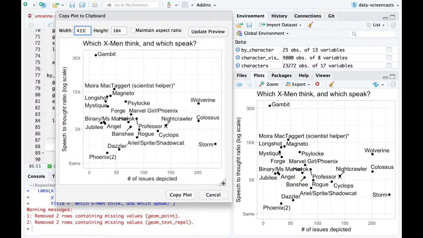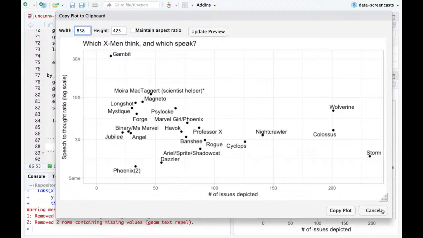So Gambit speaks 30 times as much as he thinks. That might have a little bit of random noise in there, but it's still worth knowing. And Phoenix is on the other end of the spectrum. And then we have characters like Moira that speak a lot, and we don't see their internal thoughts. And the ones where we do see their internal thoughts are Phoenix, Dazzler, Kitty Pryde, and Storm.